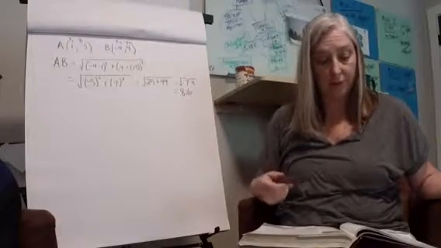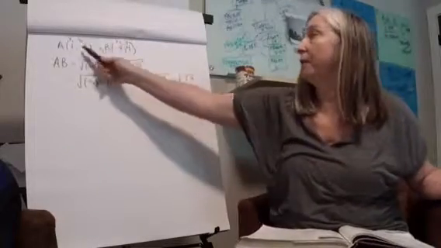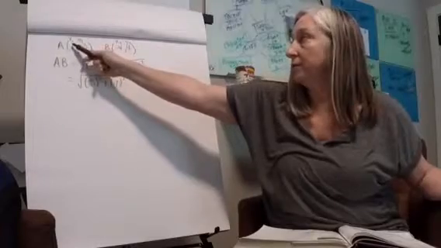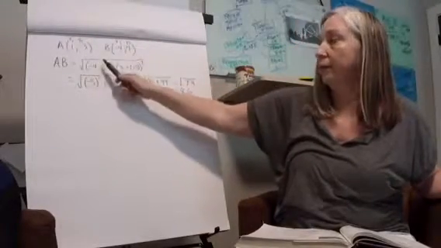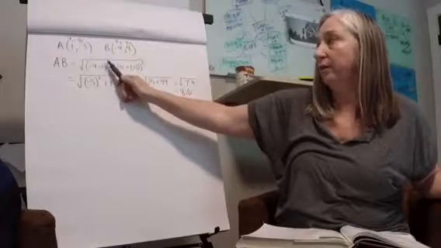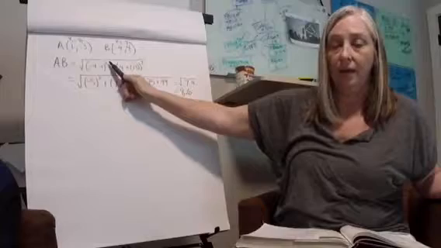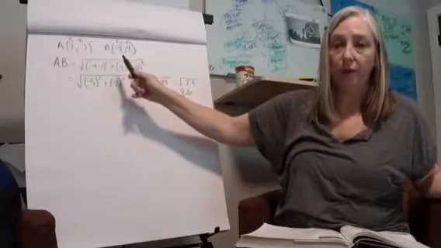You should get the same result, which was 9.5. The order of the points doesn't matter. I can always let this one be x2, y2, and this one be x1, y1, and it will give me the same result, because when I subtract and then square it, if the signs were different, the squaring makes everything positive. So it doesn't matter which order you do the subtraction in.